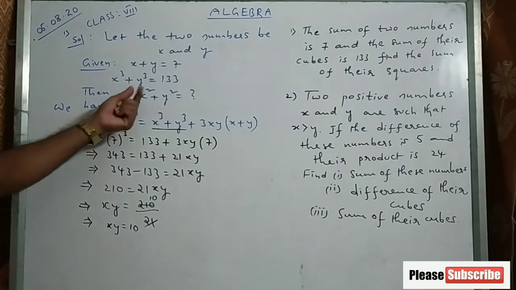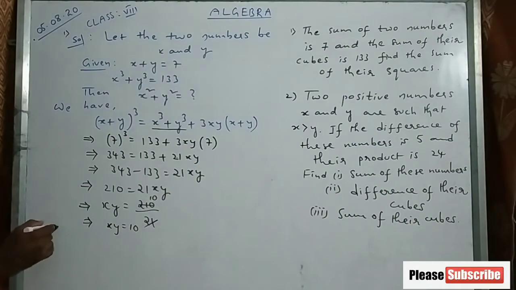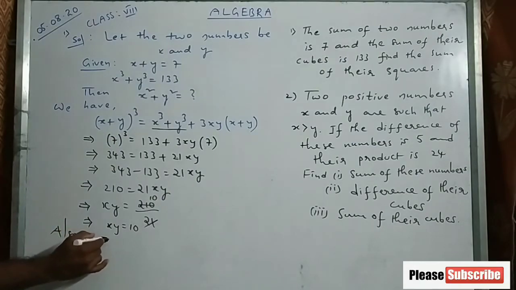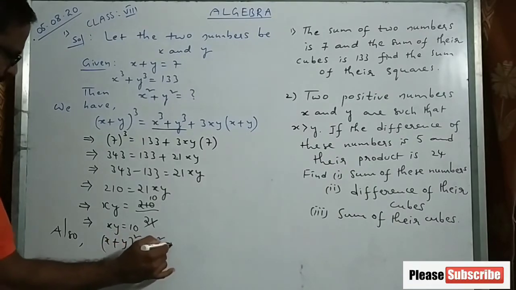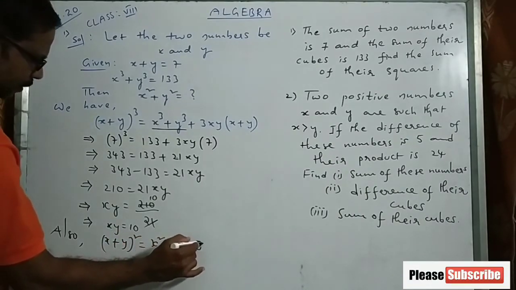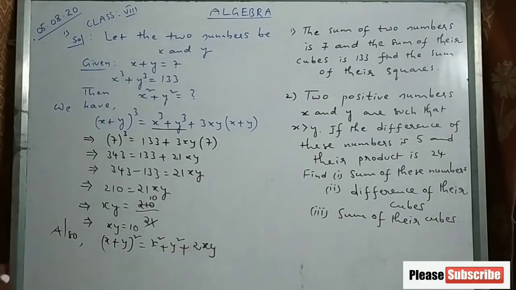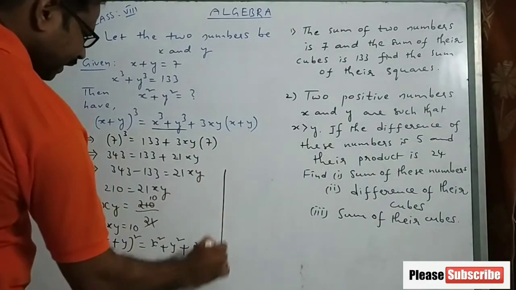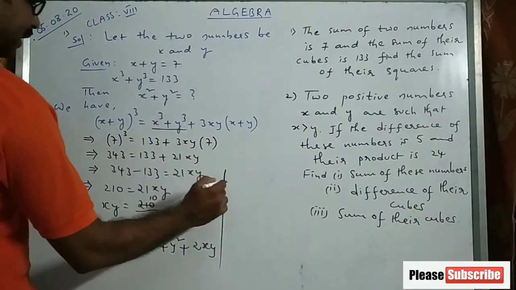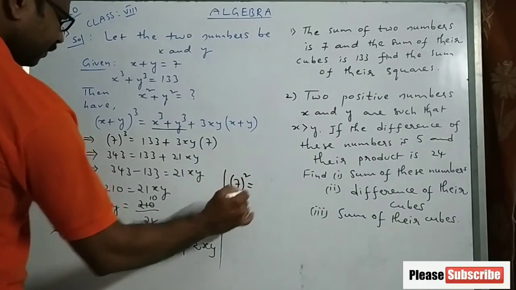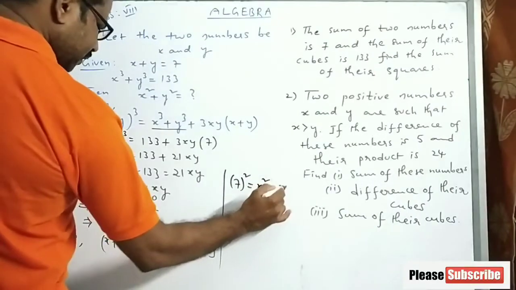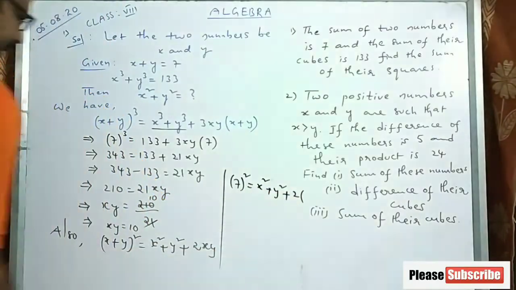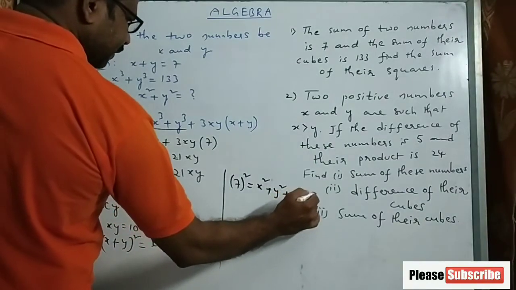But what should you find here? x square plus y square. I can use the x plus y whole square formula now, the a plus b whole square formula: x square plus y square plus 2xy. Now you can put the values there. x plus y already I have, 7, equals x square plus y square, which I need to find, plus 2xy. What is xy? I just got it, 10.